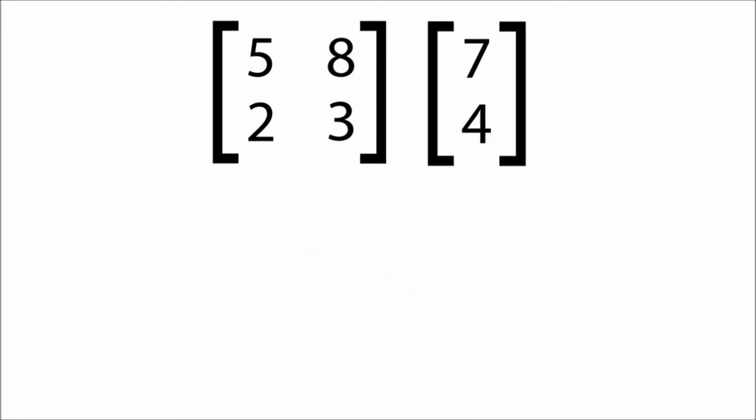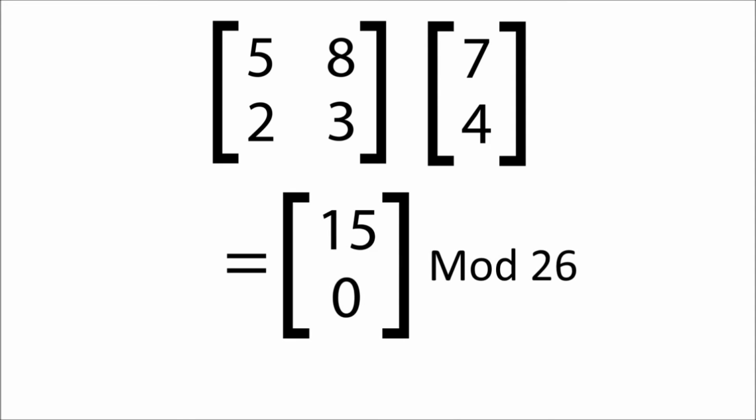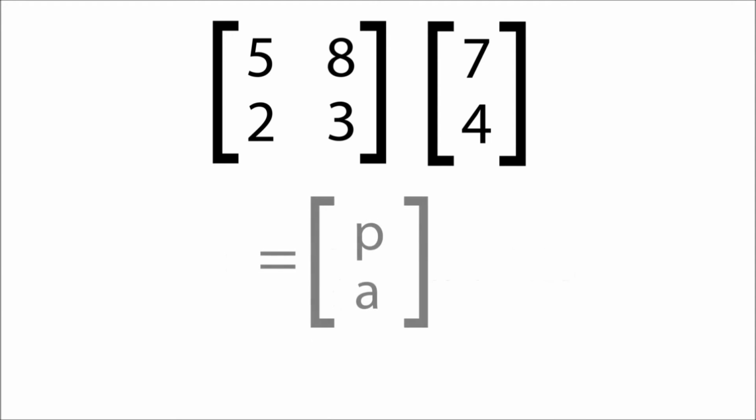Now, we have obtained the two values 67 and 26. We mod the number by 26. We will then get 15 and 0. You have just obtained your ciphertext.